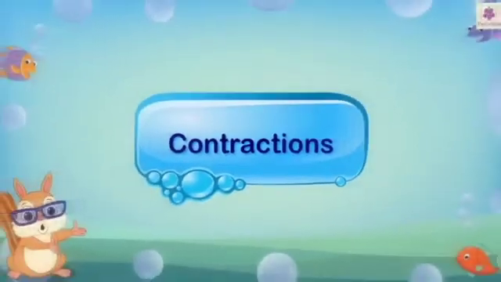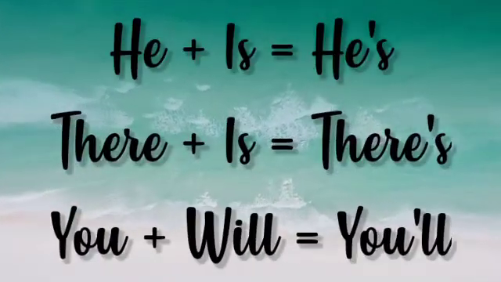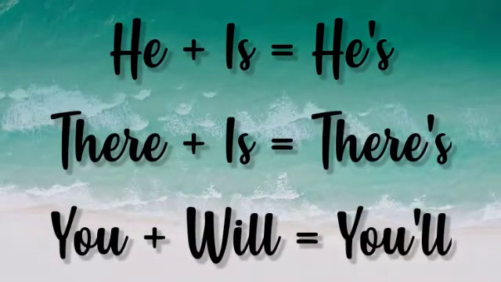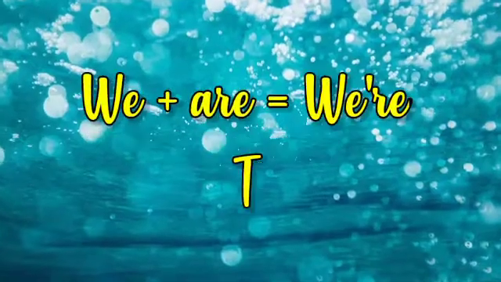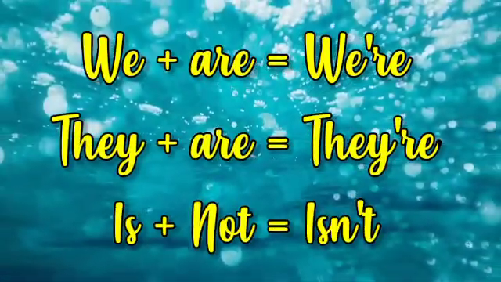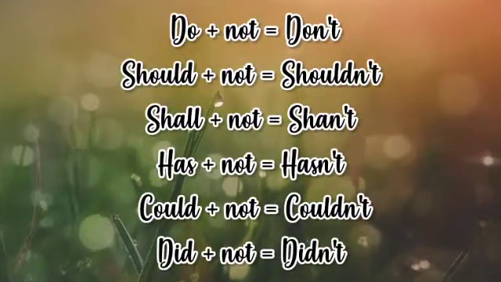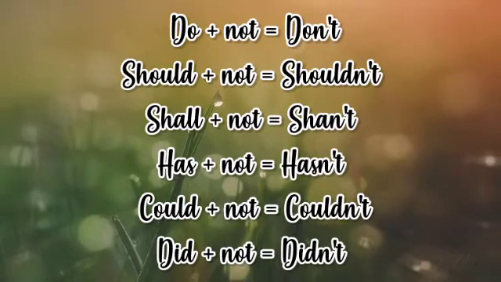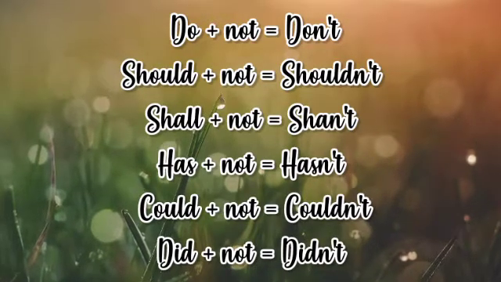Say the contraction of the following words. He is, he's. There is, there's. You will, you'll. We are, we're. They are, they're. Is not, isn't. Do not, don't. Should not, shouldn't. Shall not, shan't. Has not, hasn't.